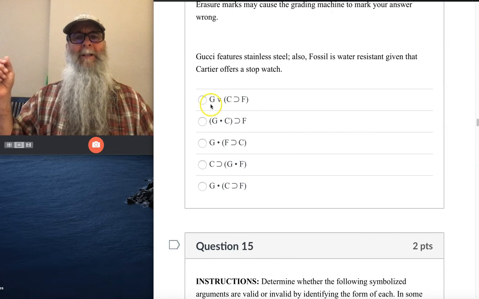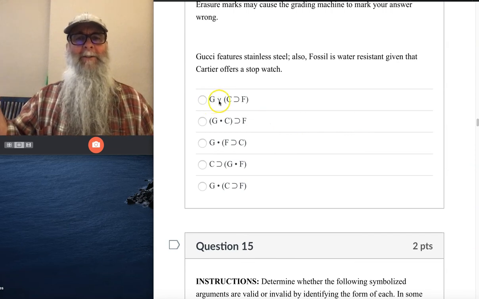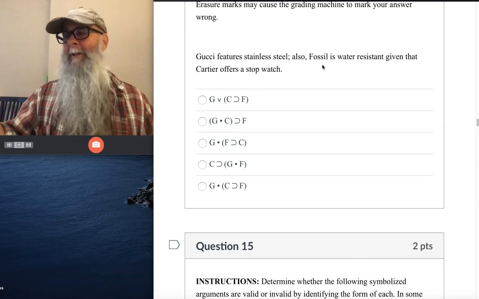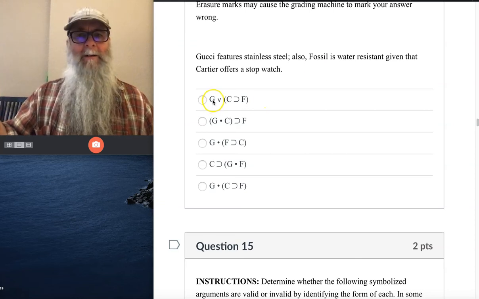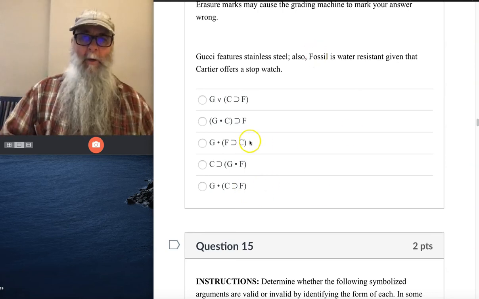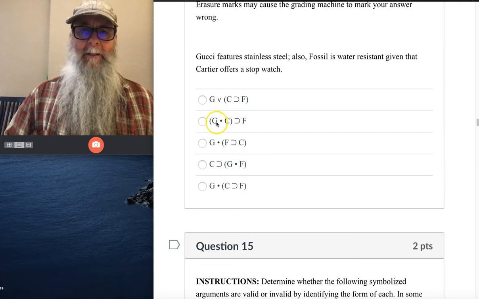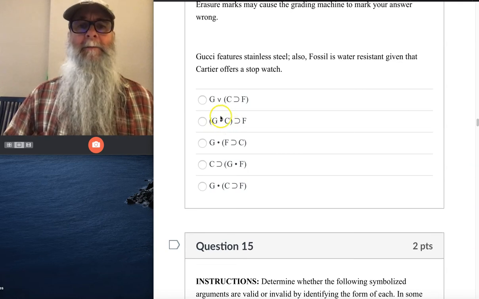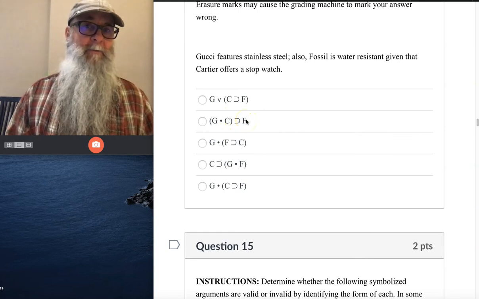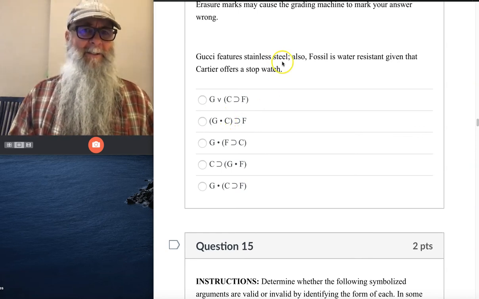I'm also going to eliminate a sentence like this one because there's no wedge up here. I don't see anything that indicates the word unless or either-or. So now I've eliminated this option and this option, and I've got these three options to choose from. Now, the question is this. What this option says is that if G and C are true, then F will be true. Is that what this is saying?